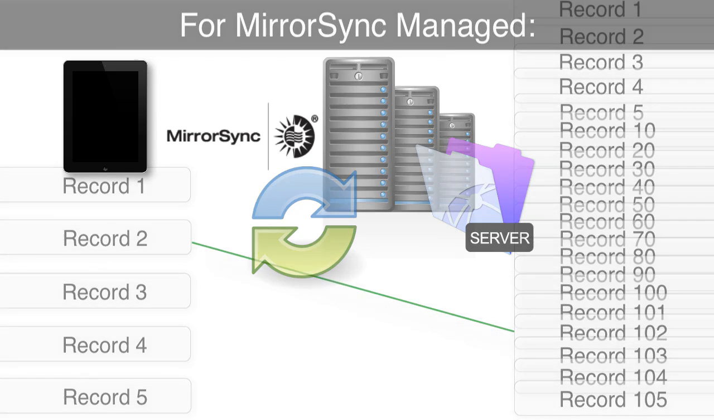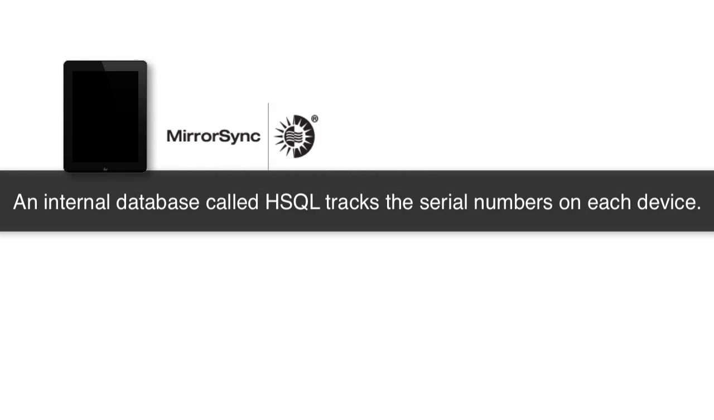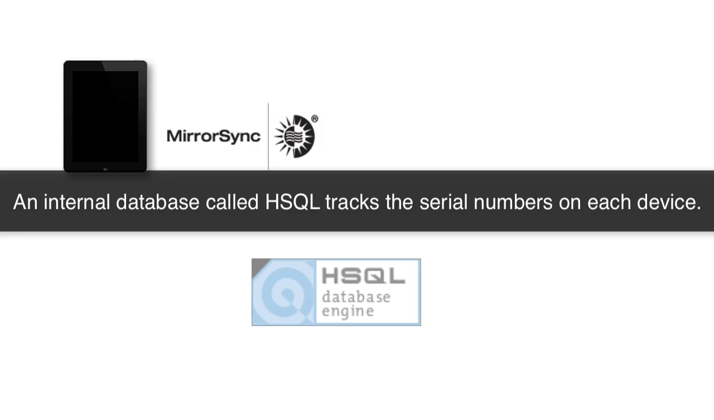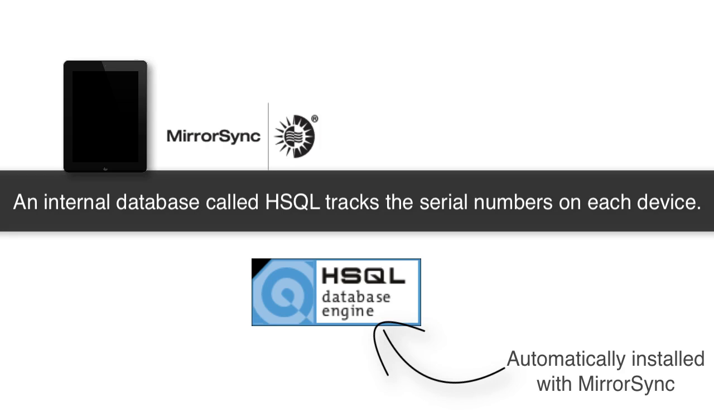It has its own internal database, which is not FileMaker. It's a high-performance embedded database called HSQL, and it's extremely fast. MirrorSync has its own separate metadatabase that keeps track of all the serial numbers on each device. That's installed and configured automatically when you install MirrorSync on its server. You never see that happen. It's not a separate process. It's running as part of the MirrorSync process, so there are no ports that it needs. It's an embedded database.